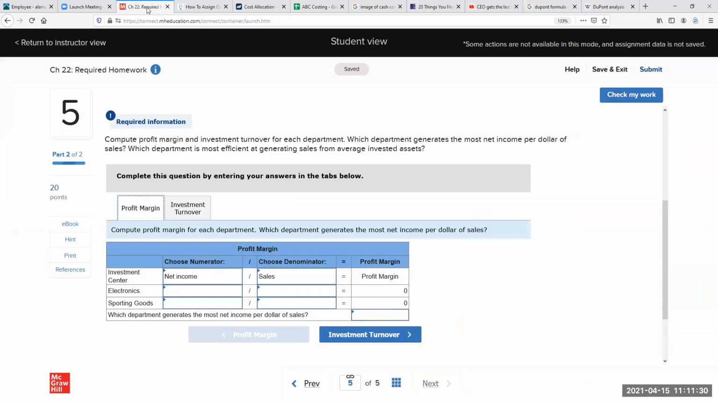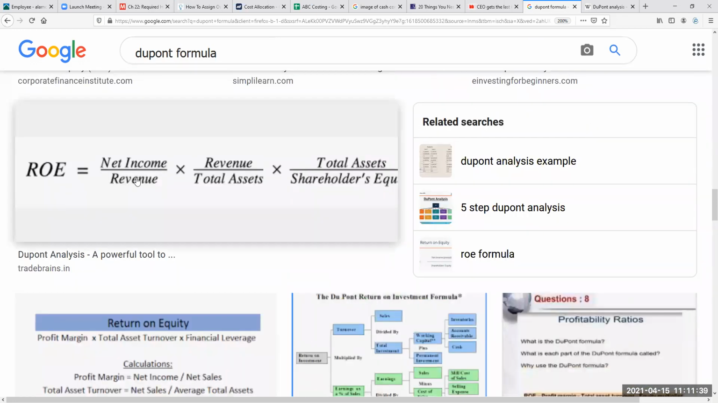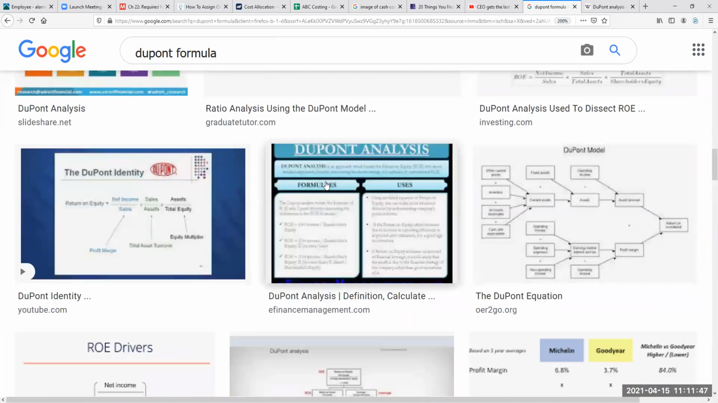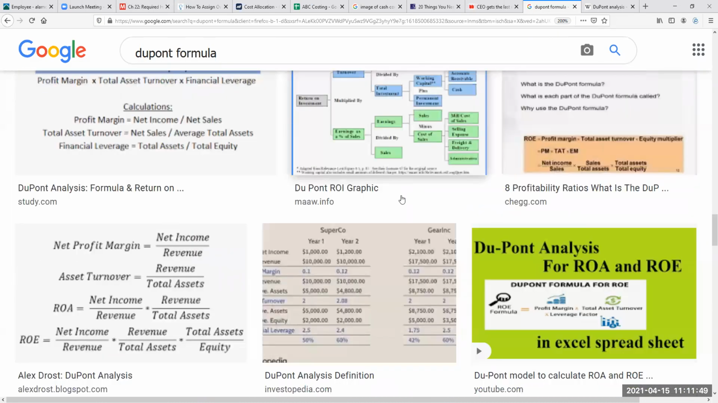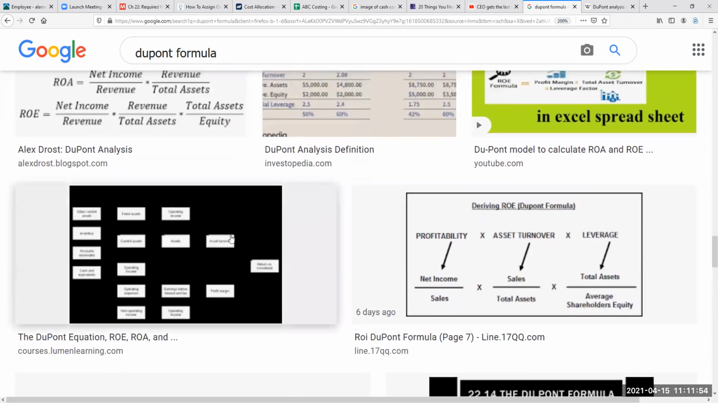Now, here's the DuPont formula. Profit margin, investment turnover. Well, let's look at it a couple of different ways here. Net income divided by revenue, revenue divided by total assets, times assets divided by shareholders' equity. So here it's expanded into 3, but look what it tells you right down here. So here are the 2 formulas.